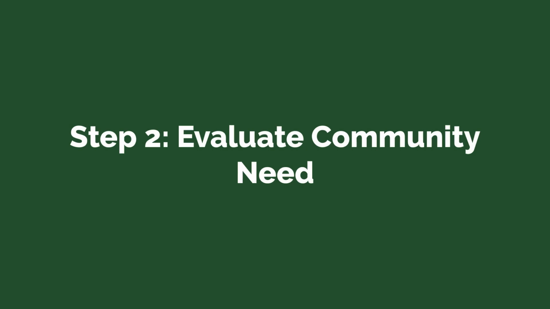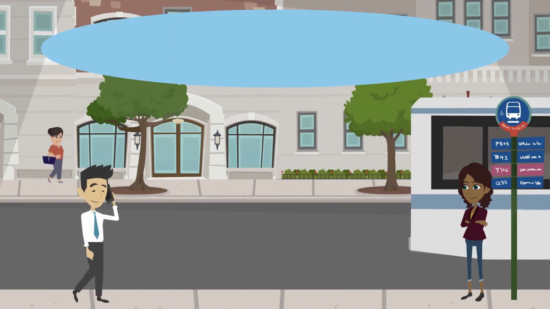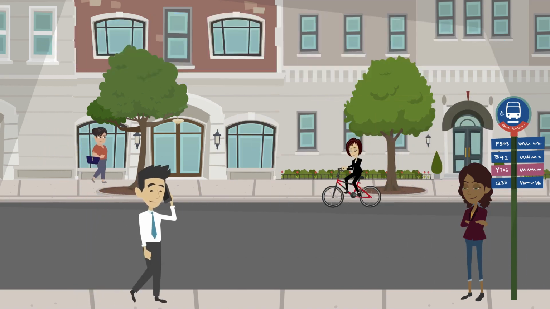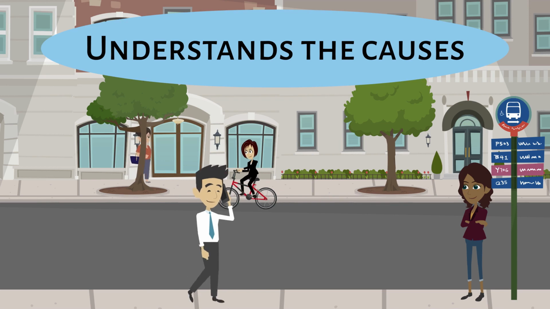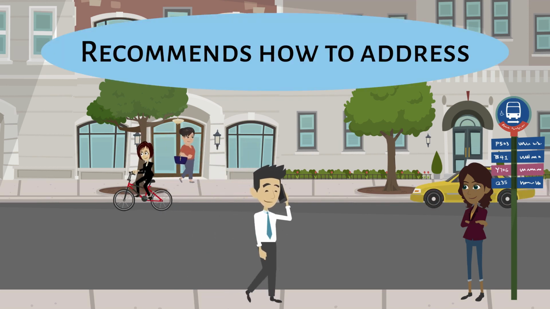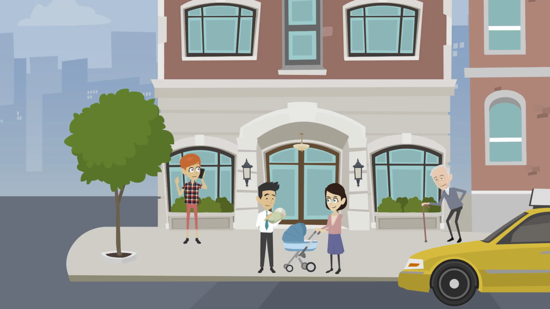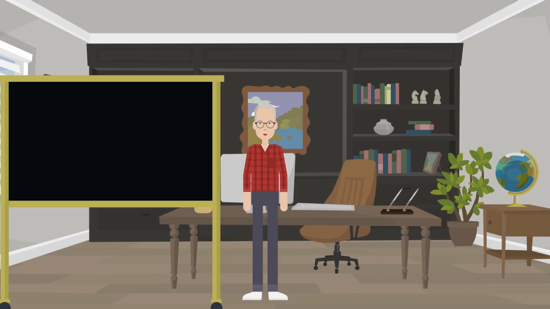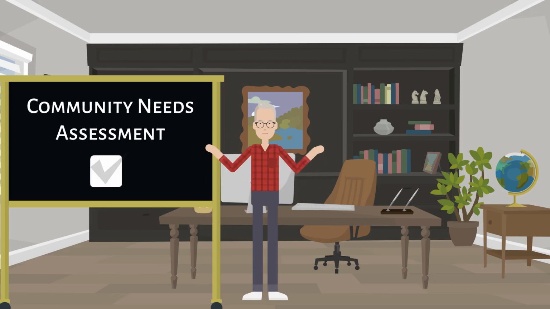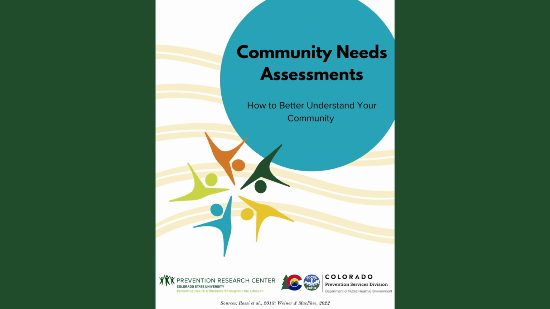The second step in the process of prevention is evaluating community needs. Here, we're figuring out how the community sees the problem, understands the causes of the problem, and recommends how they are best addressed. Schools and communities, who are often the primary stakeholders, know themselves best. So, to identify your community's views, consider conducting a community needs assessment. Our implementation toolbox provides more information and a template that you can use.